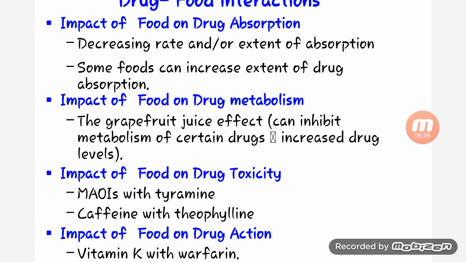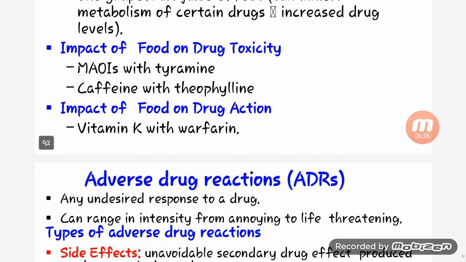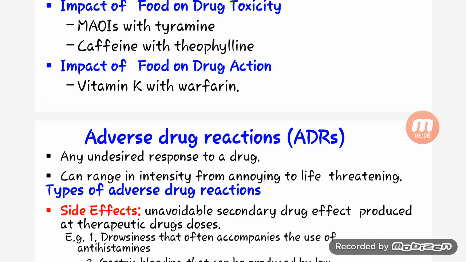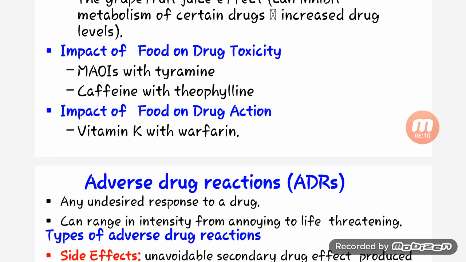Impact of food on drug toxicity: for example, MAO inhibitors with tyramine, caffeine with theophylline. Then impact of food on drug action: vitamin K with warfarin. These are the common impacts of food on drug reaction.